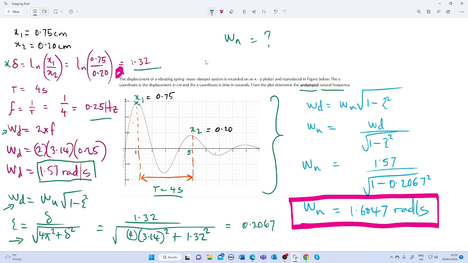Now that we have found the damping ratio, which is zeta, the next thing is to find the undamped natural frequency by using this equation again. WD equals Wn times the root of 1 minus zeta squared. From there, we can deduce Wn equals WD over the root of 1 minus zeta squared. That gives us 1.57 over the root of 1 minus 0.2067 squared, which eventually becomes Wn equals 1.6047 radian per second.